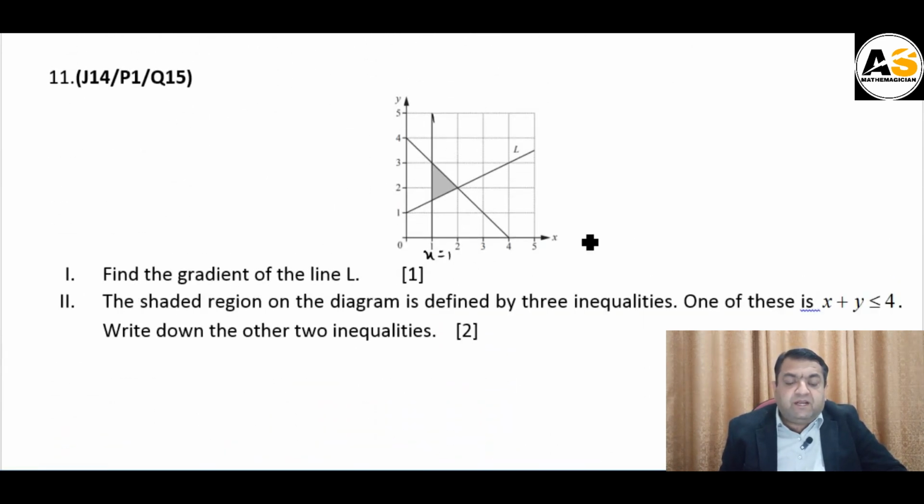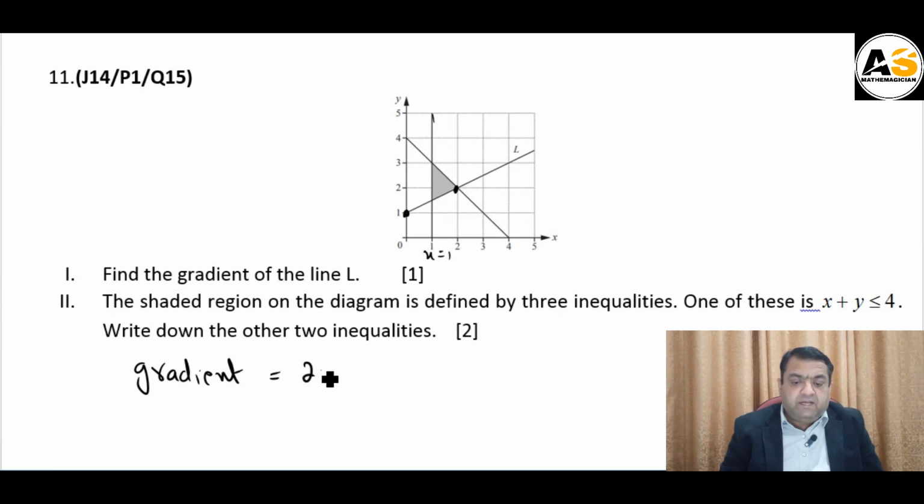Now we move to question number 11, third question for today. Find the gradient of line L. This is line L. We need to pick 2 points. What is this point? 0, 1, and what is this point? 2, 2. This point is 0, 1 and this point is 2, 2. Gradient of L will be y2 minus y1 over x2 minus x1, which is 2 minus 1 over 2 minus 0. So 1 by 2 is the gradient.